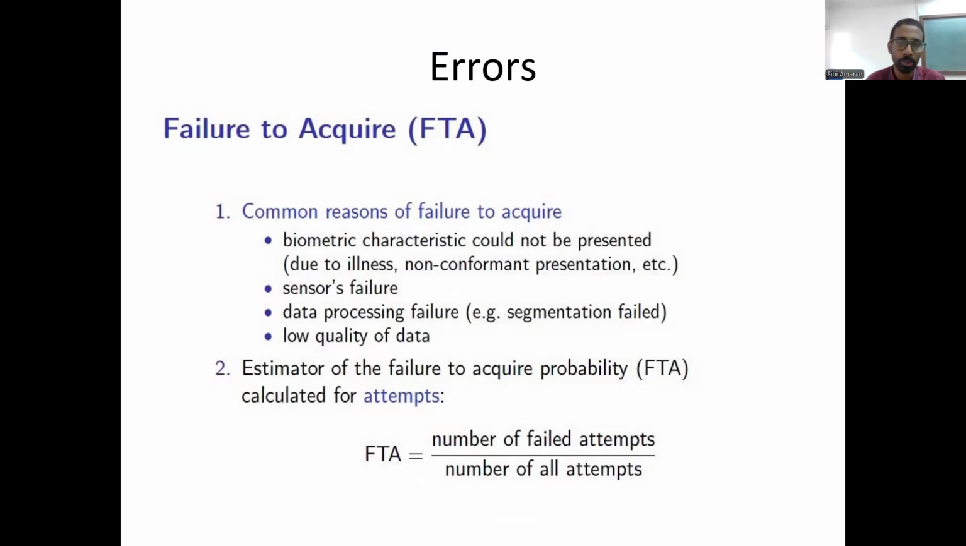So 1 divided by 2 equals 0.5. That will be the value, because the failed attempt is 1, the next time it succeeded, and the total attempts I made is 2. So 1 divided by 2 equals 0.5.